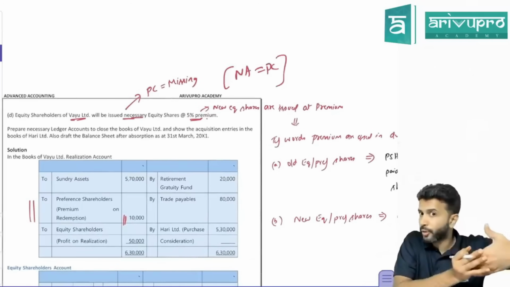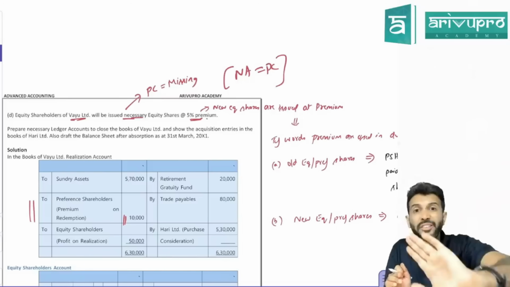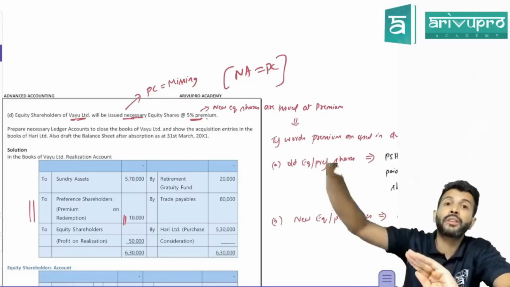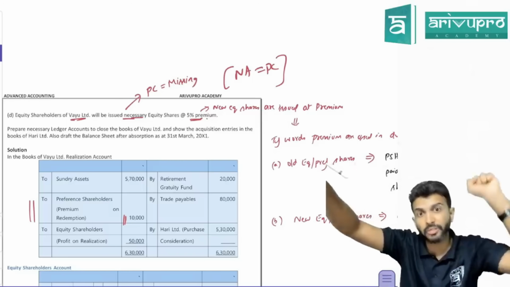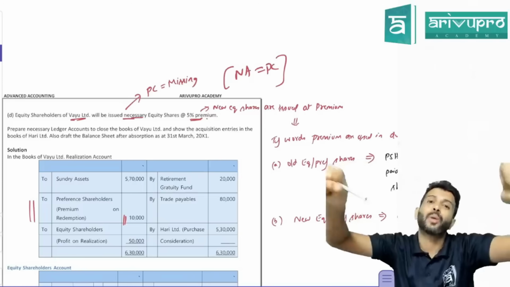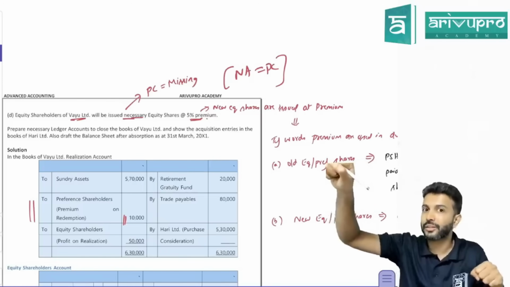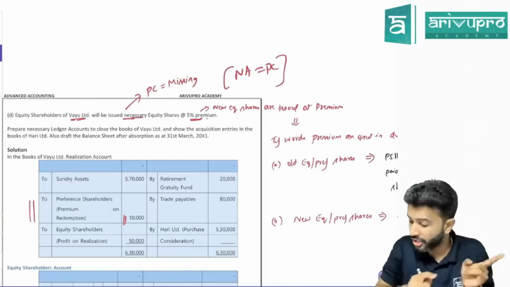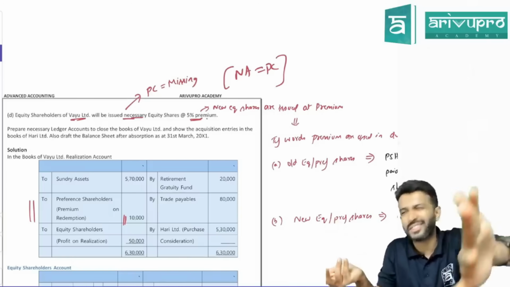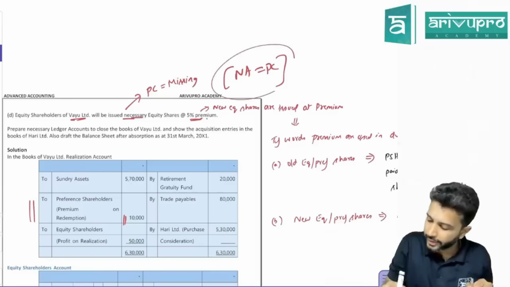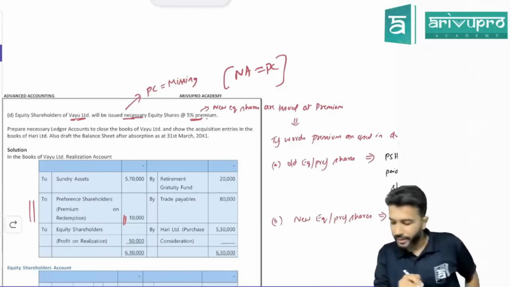What you gave to preference shareholders was clearly given. But PC means not just what you give to preference shareholders. PC means what you paid to preference shareholders plus what you give to equity shareholders. One component of PC was given, but the other component relating to equity shares was missing. So the total PC also is missing. So if PC is missing, net assets equal PC.